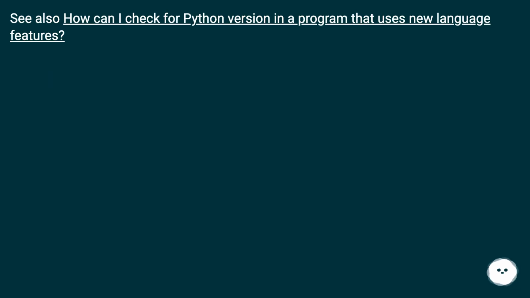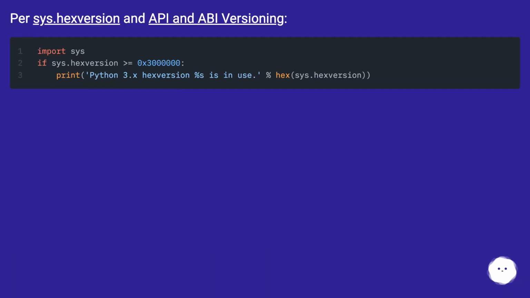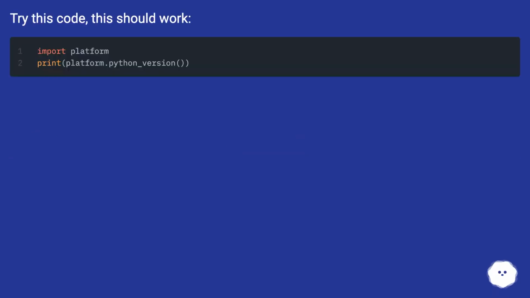See also: how can I check for Python version in a program that uses new language features? Also, PEP 396 hex version and API and ABI versioning. Try this code, this should work.